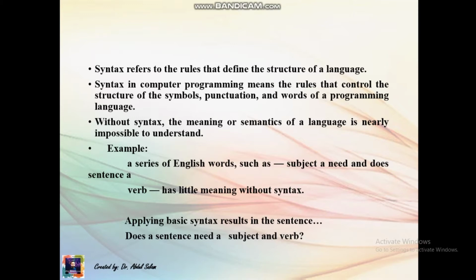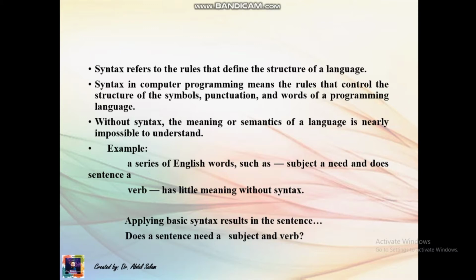So first we will start with syntax: what is syntax, why we use syntax, why we write syntax, and what is the basic need of writing syntax. Syntax refers to the rules that define the structure of a language. Syntax in computer programming means the rules that control the structure of the symbols, punctuation, and words of a programming language. Without syntax, the meaning or semantics of a language is nearly impossible to understand.